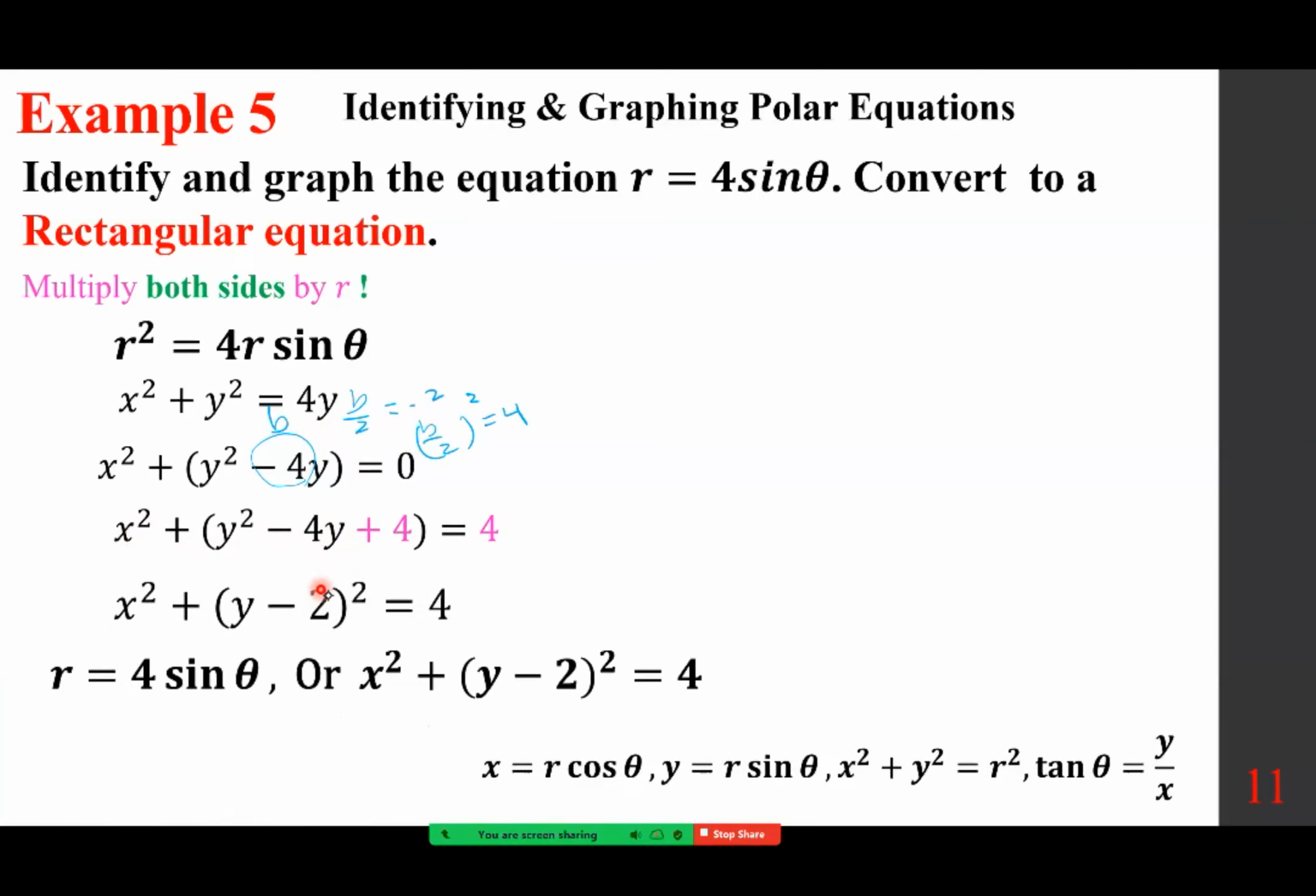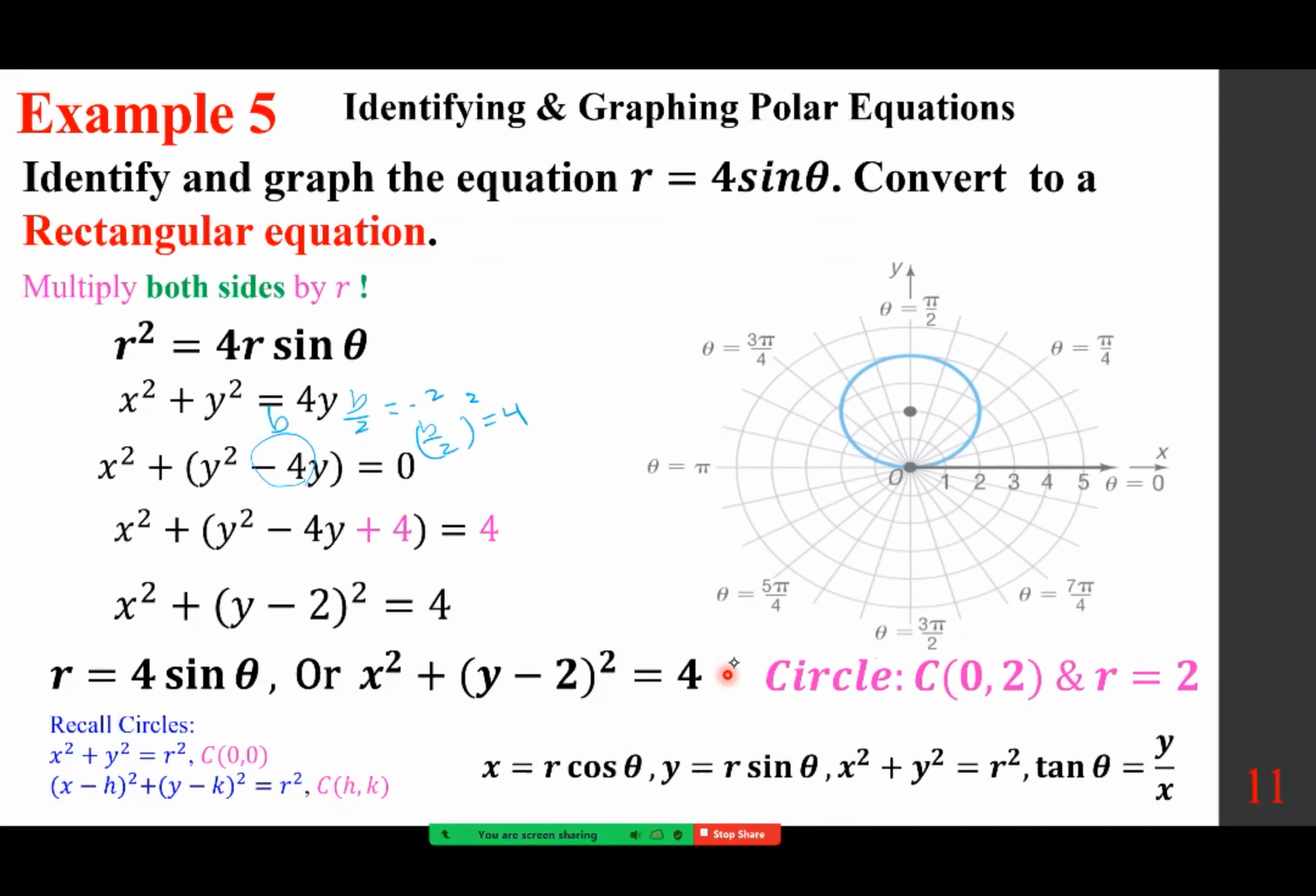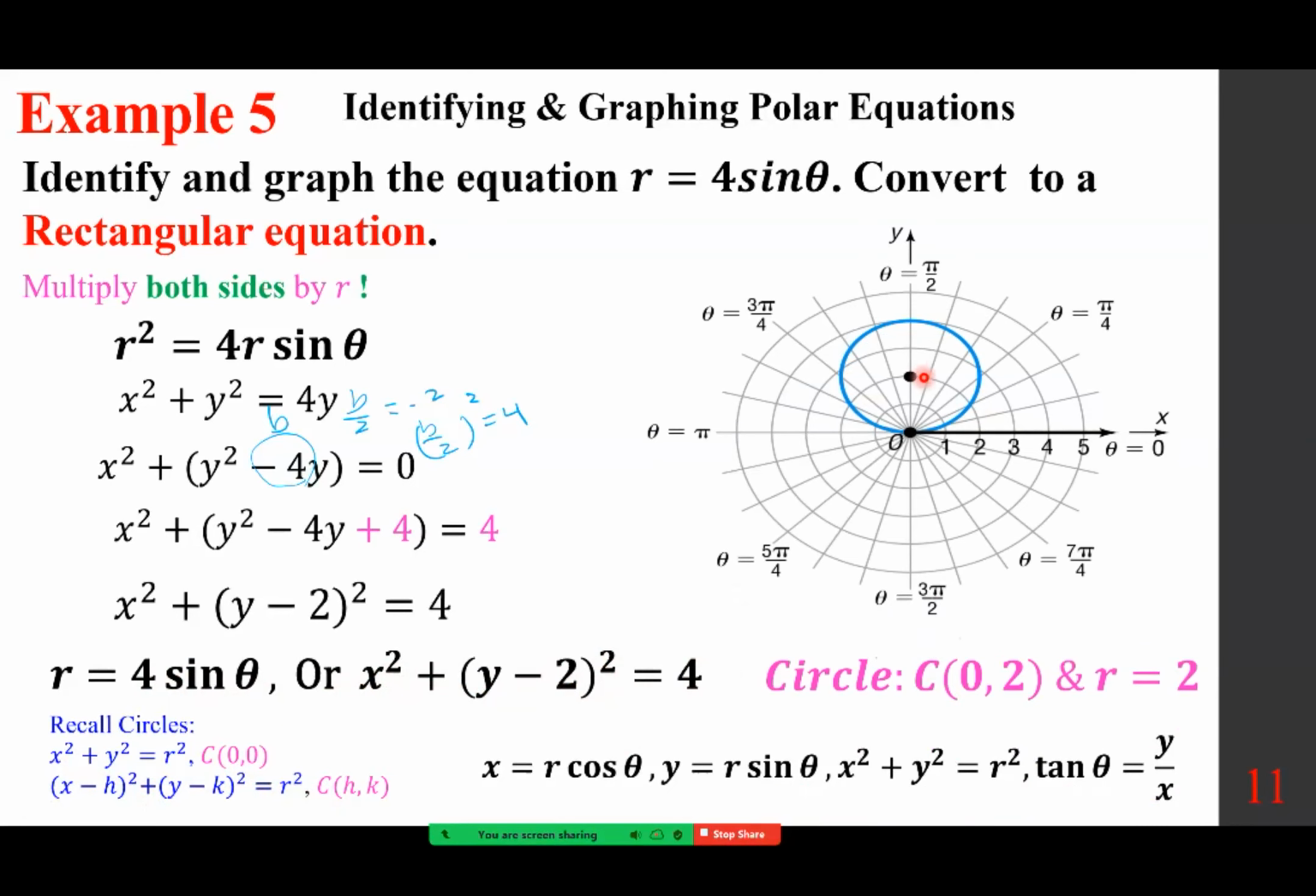And again, we have r equals 4 sine theta, or x squared plus y minus 2 quantity squared equals 4. These two are the same. And we know this is a circle. I'm reminding you of the general format, x minus h quantity squared plus y minus k quantity squared equals r squared, has the center at h and k, whereas this one had the center at 0, 0. So this has a center at 0, 2, radius is square root of 4 or 2. And we come up with the center and the circle.